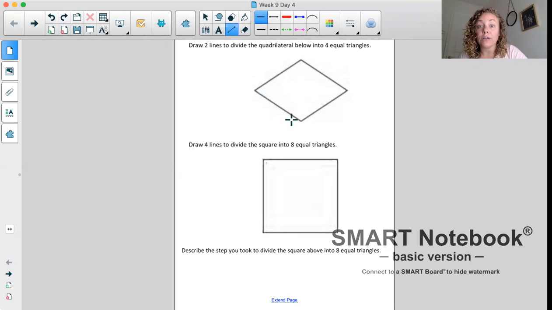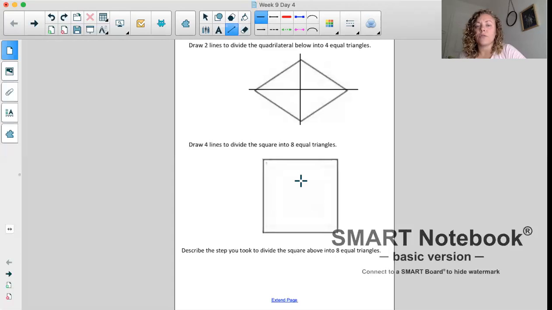I see triangles just by looking at this. I'm seeing like this. So I know if I draw a line from here to here, I have 2 triangles, but I need 4. Can I draw one more line? I would need to draw a horizontal line, right? So we can draw a line right through here. And now we have 1, 2, 3, 4 equal triangles.